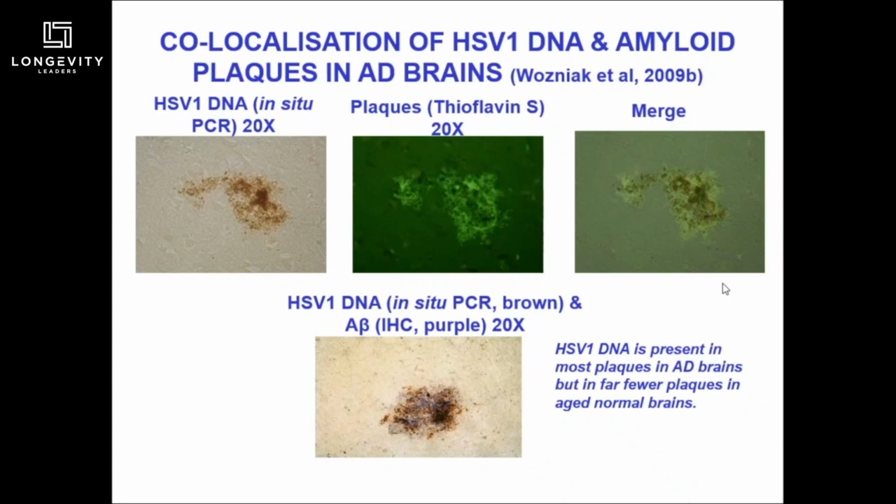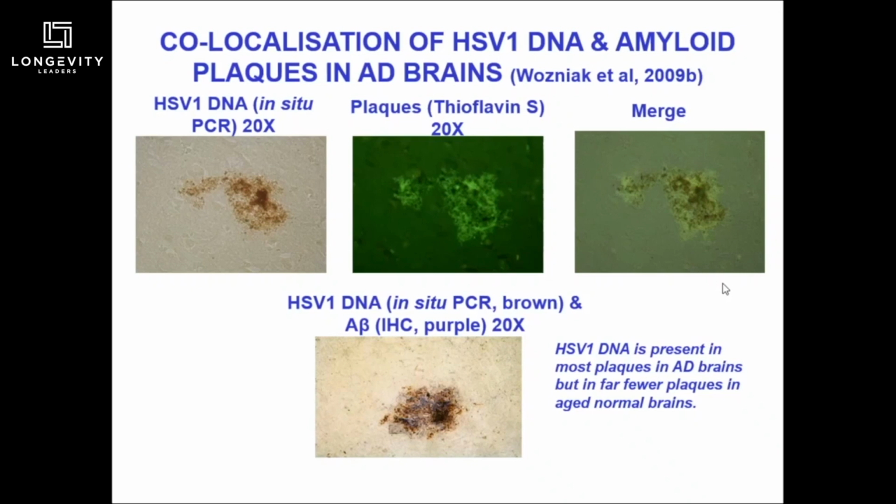The lower picture shows material from another brain. In this case, the in situ PCR again is brown, but the staining is for beta amyloid rather than for plaques as such, by staining for beta amyloid by immunohistochemistry, and it's a purple stain. I'm afraid it's rather hard to see.